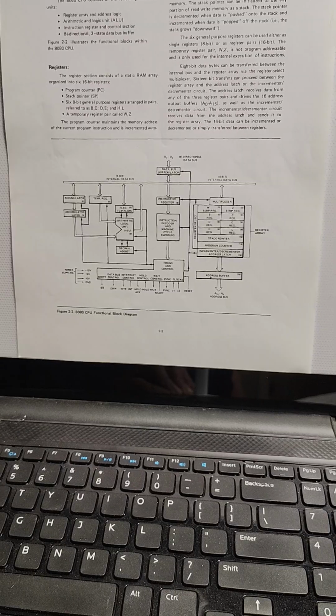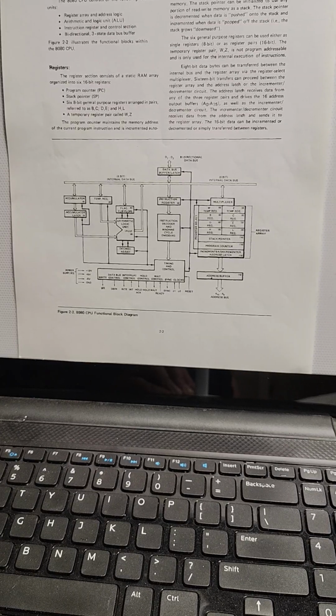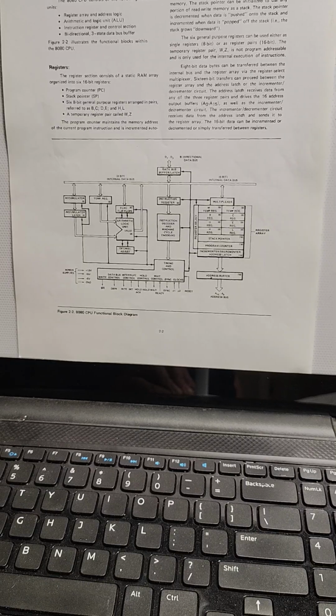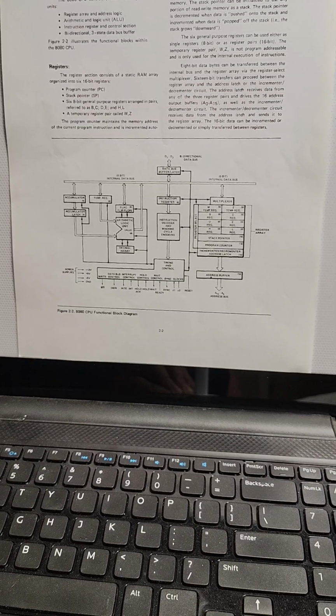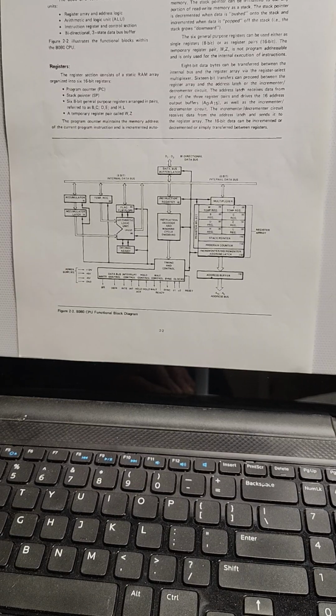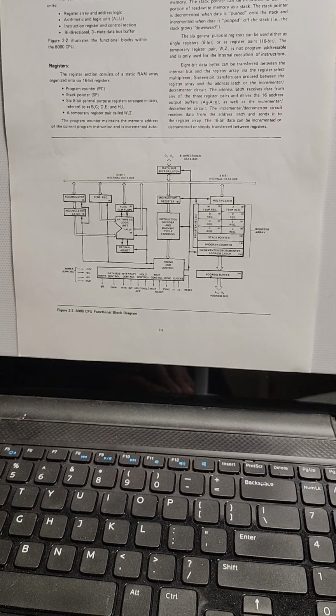It supports interrupts. 5 hardware interrupts. There's a trap, which is non-maskable. You have RST 7.5, RST 6.5, and RST 5.5, and then one interrupt that is maskable. The interrupts are vectored, enabling fast branching to fixed locations. That will come in handy in the programming of the part. And that's essential for real-time processing and I/O handling.